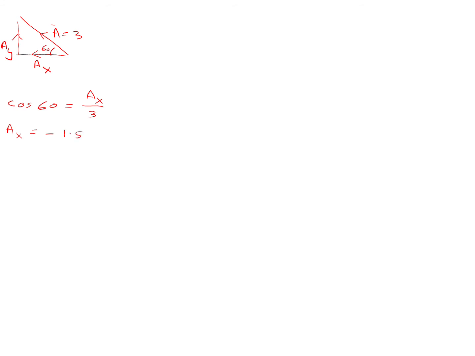Where is the negative sign? Because it is pointing towards negative x direction. This is your positive x direction. This is your positive y direction. So anything opposite to that direction is negative. A_x is negative 1.5 x hat. It is along the x direction, but it's negative because it's in the opposite direction.